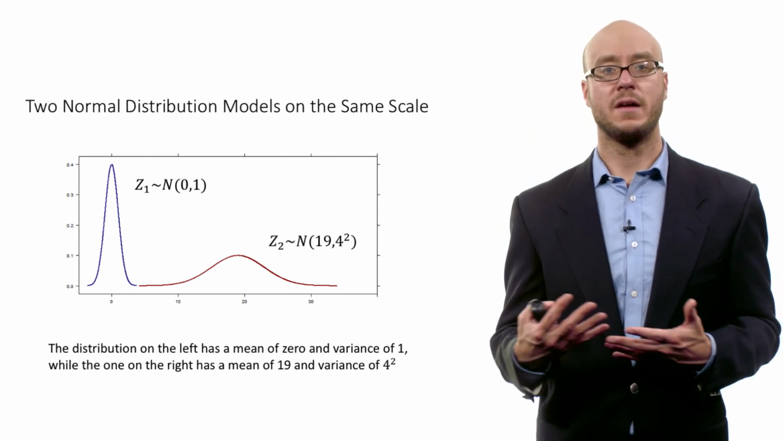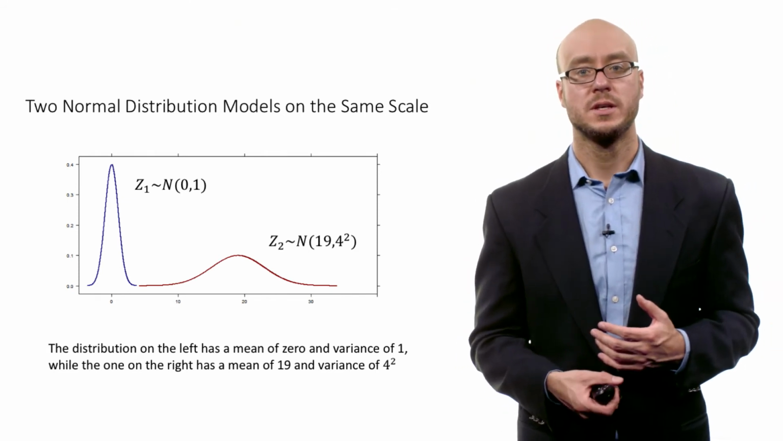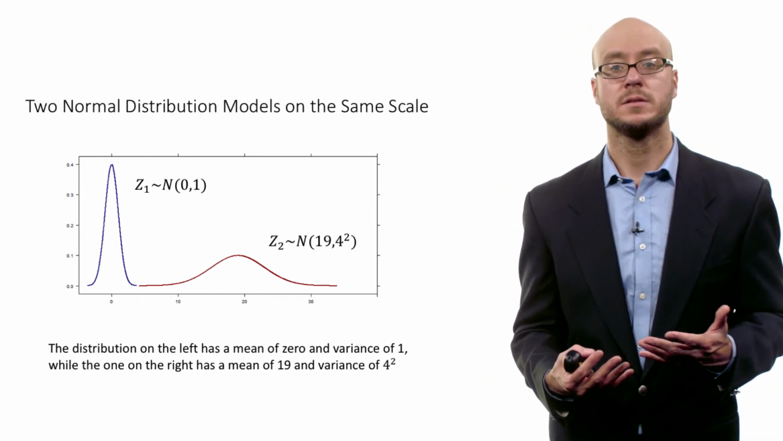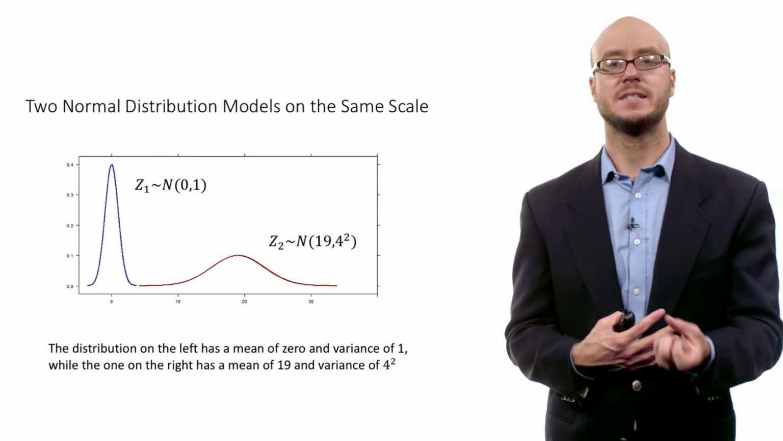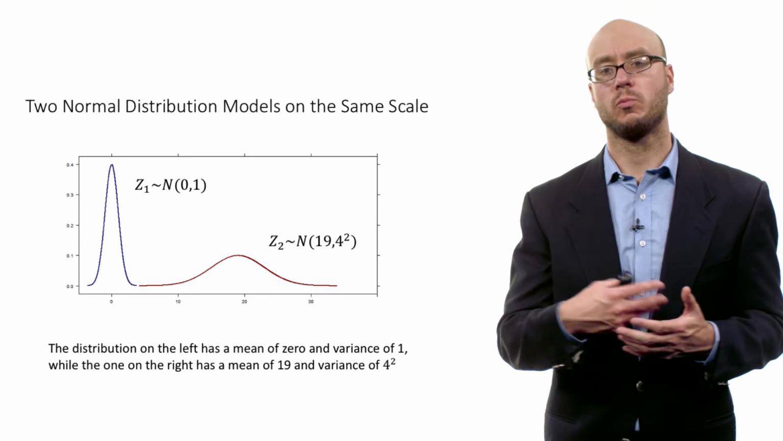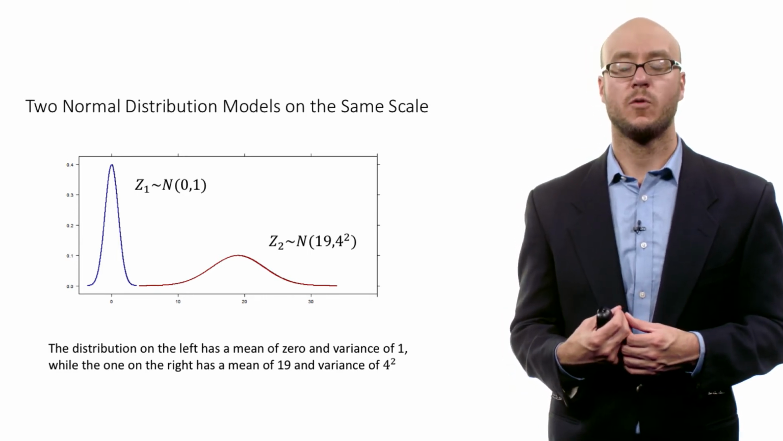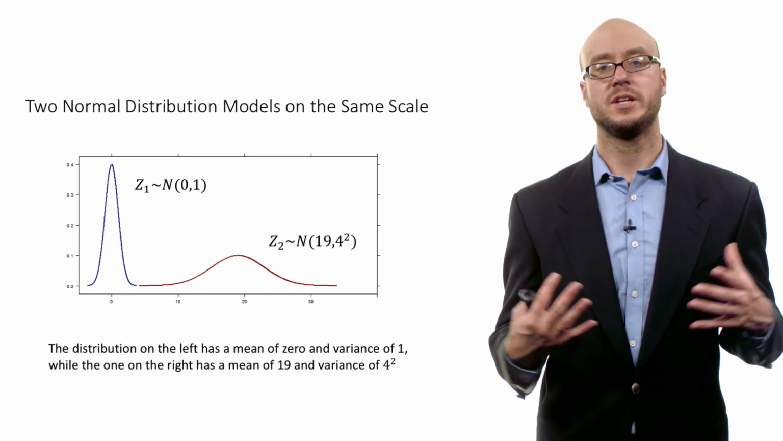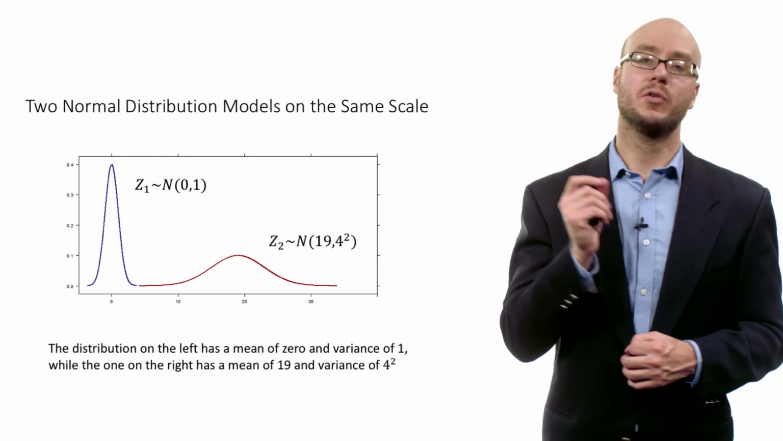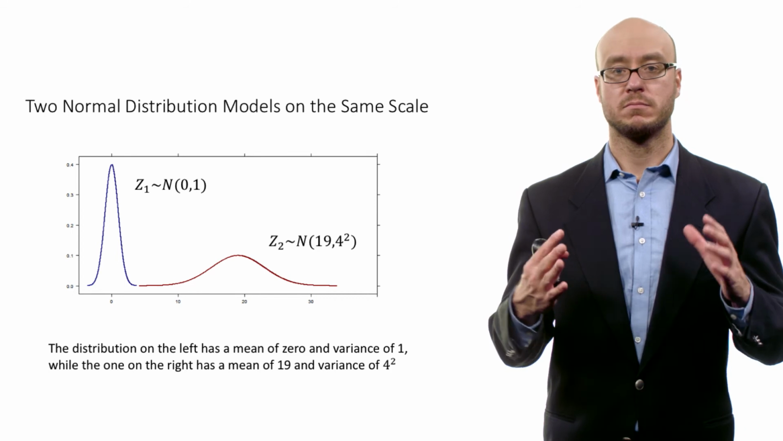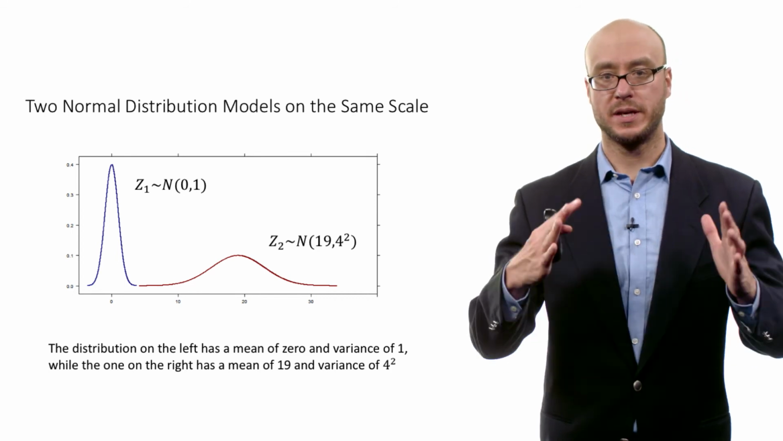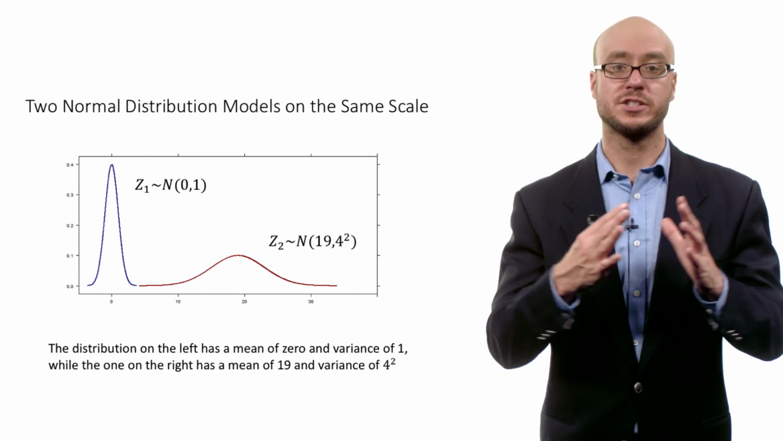So here we have two normal distribution models. They're on the same scale. And you can see that the distribution on the left has a mean of 0 and a variance of 1, while the distribution on the right has a mean of 19 and a variance of 4 squared. So the distributions look a little bit different. They're both symmetric. They're both mound-shaped. But one has a higher peak because it has a narrower range, a narrower spread.